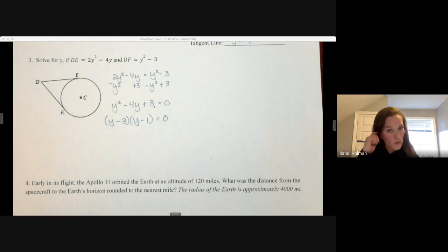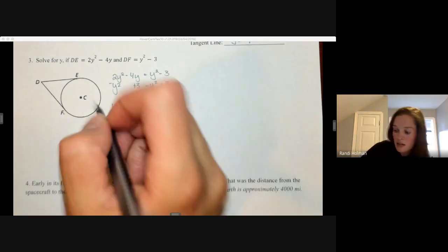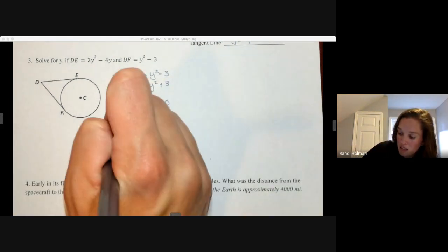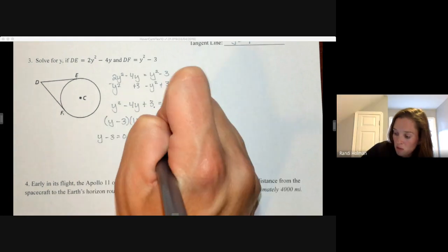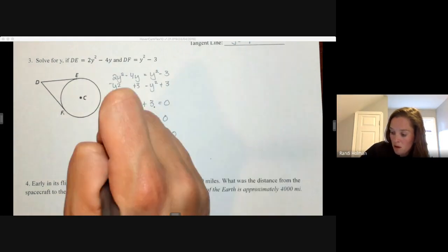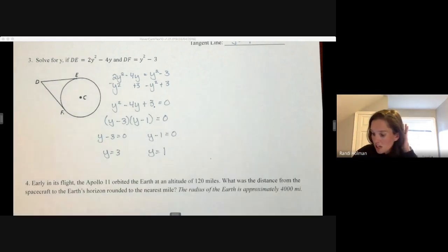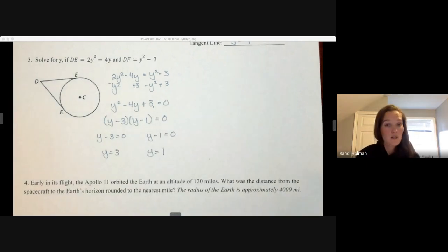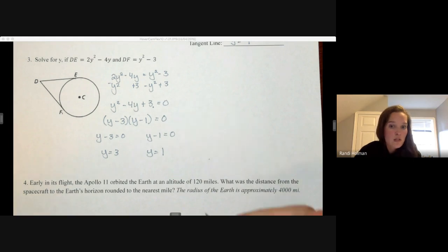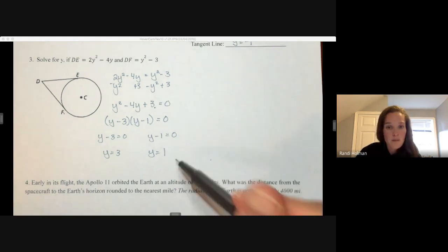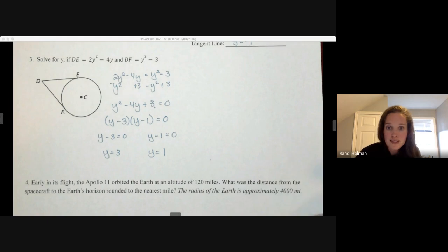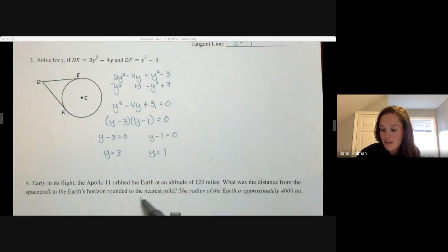We're going to use our zero product property. If these two things multiply to be 0, that means y minus 3 has to equal 0, or y minus 1 has to equal 0. So we get y equals 3 or y equals 1. So let's check these and see if they work, right? These are segments. So if we were just doing an algebra problem, we would be done. Those would be both of our answers. But since this is a geometry problem, we have to check and see if these work.